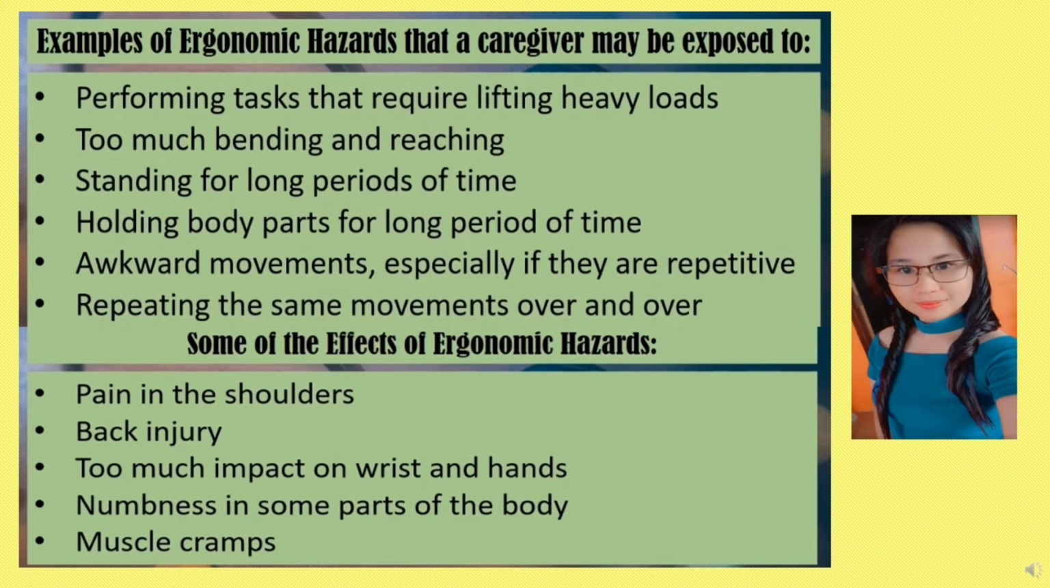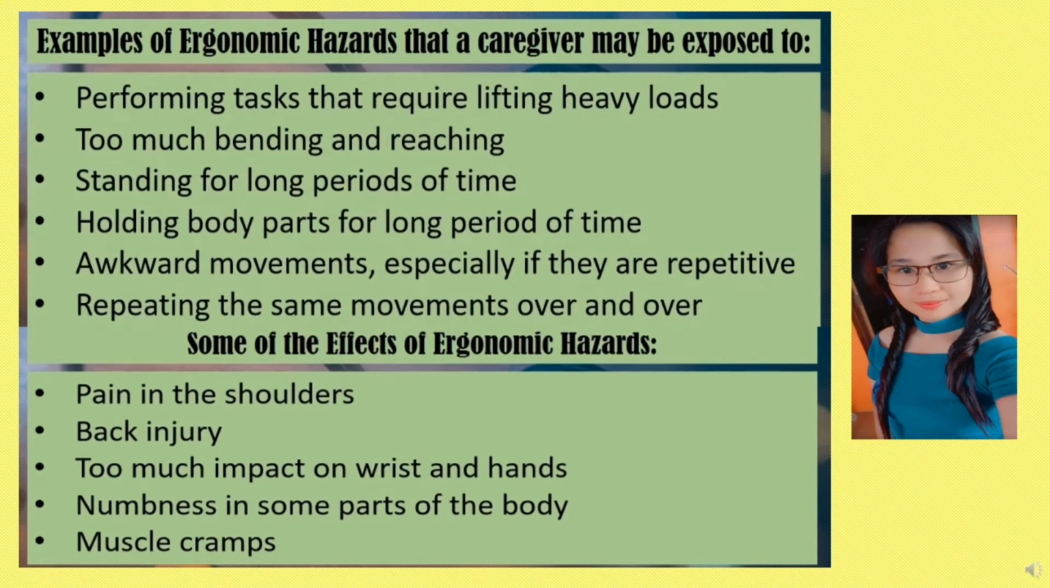Examples of ergonomic hazard that a caregiver may be exposed to. Number 1, perform tasks that require lifting heavy loads. Yung pagbubuhat mo ng mabibigat. Number 2, too much bending and reaching. Ito yung nag-exercise ka at gusto mong mag-bend at nire-reach mo yung paa mo, gusto mo siyang abutin pero hindi mo kaya. Doon din nagkakaroon ng ergonomic hazard sa iyong katawan.